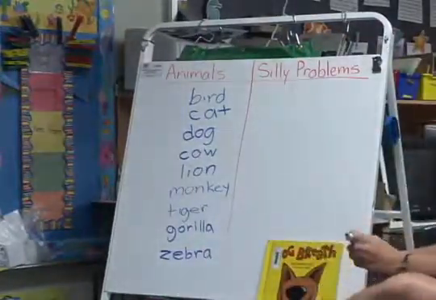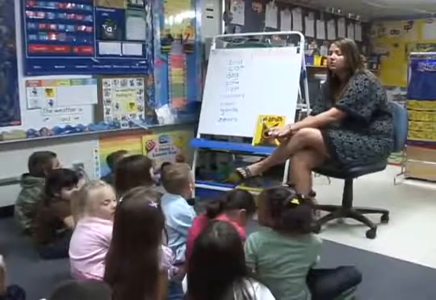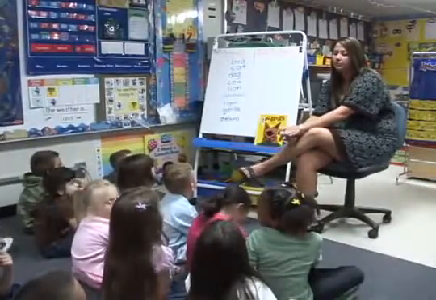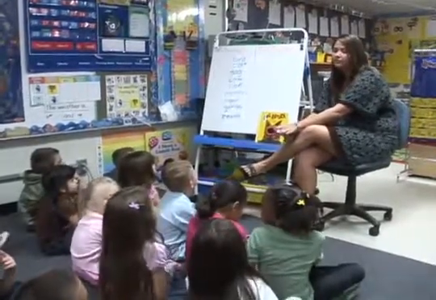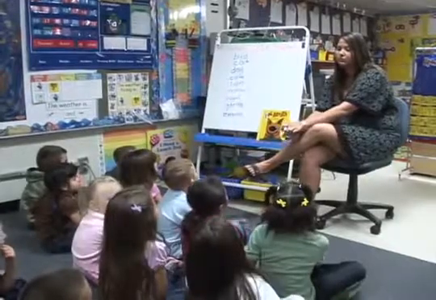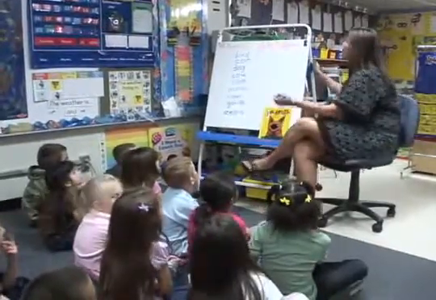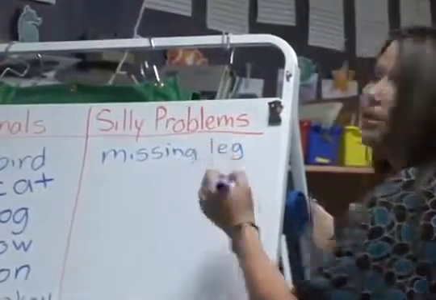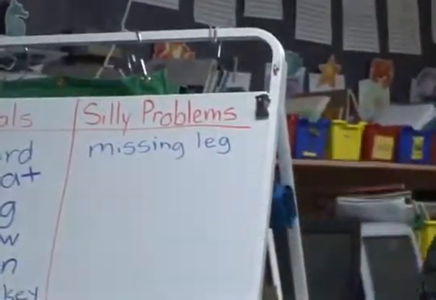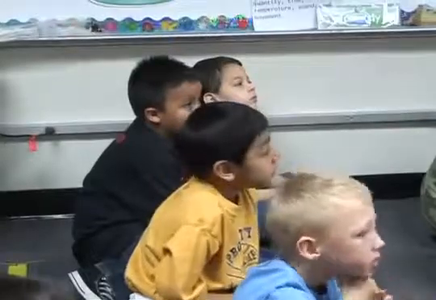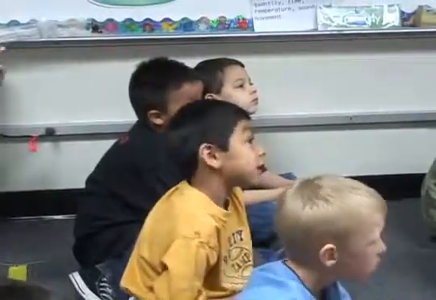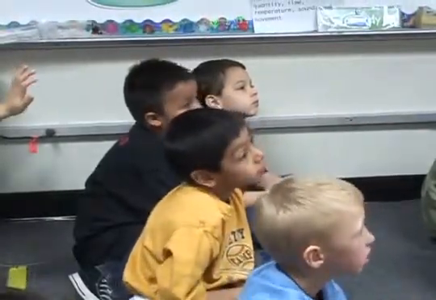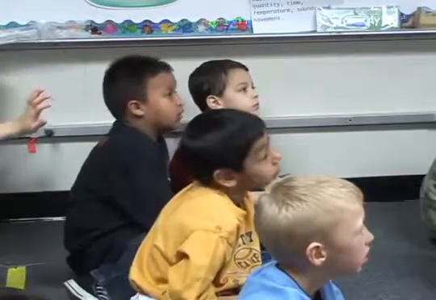Okay, now let's think about some silly problems that there might be. Rebecca? One animal doesn't have a leg and he can't almost walk. He has to hop. Okay, so maybe a missing leg. What would be another silly problem? Joseph? Lost his leg and he couldn't walk. Okay, well, so maybe missing leg and can't walk.